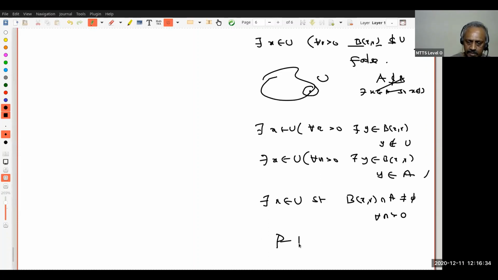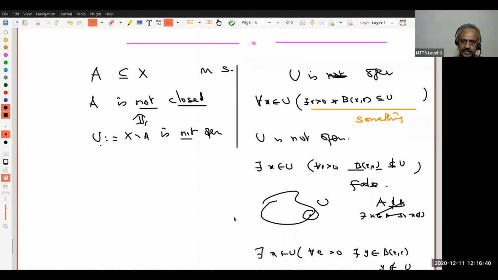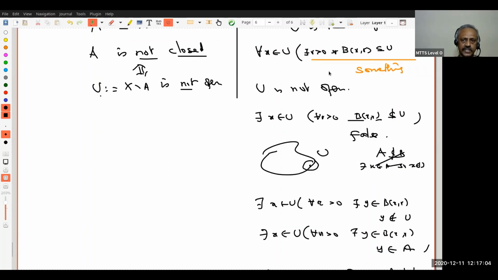Okay, pause, review, proceed. So let us go slow. I will repeat, but it's best that you learn it. A is not closed if and only if its complement is not open. Let me understand when it's not open. If it is open, what does it mean? For every x in U, something happens. That must be a true statement. That is, I should be able to find an r positive so that B(x,r) is completely contained in U. If that is false, that means there is at least one x for which I cannot do that. So suppose I take an r, then B(x,r) cannot be contained in U, because then it would be true. It is not true. That means give me any r, B(x,r) is not contained in U.